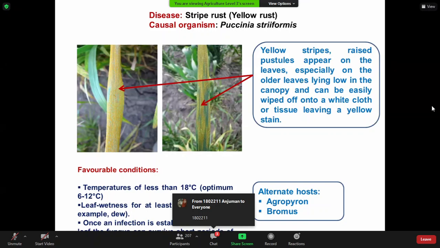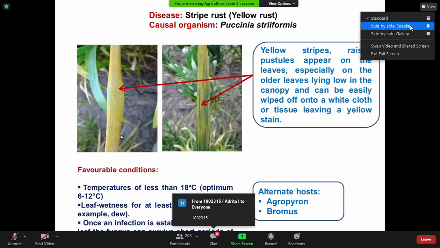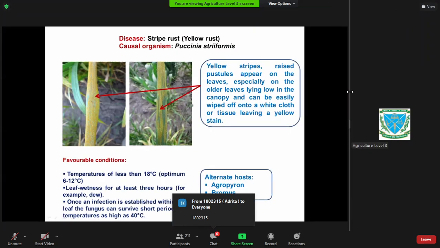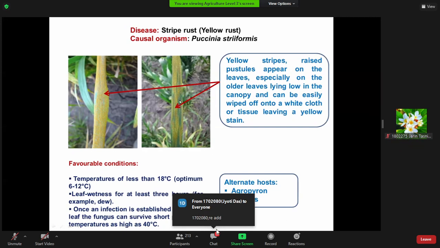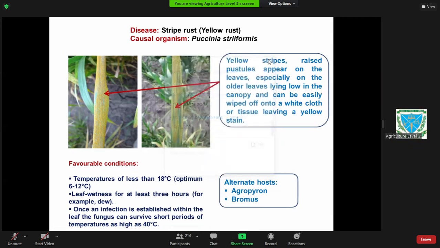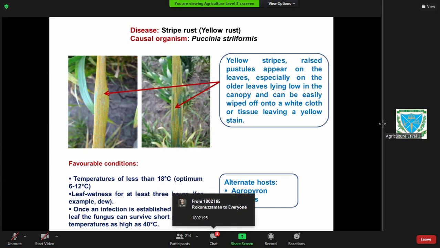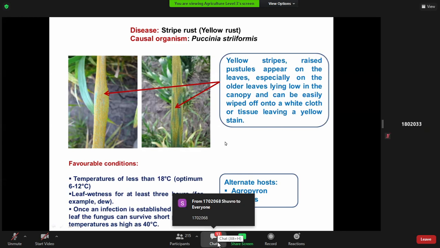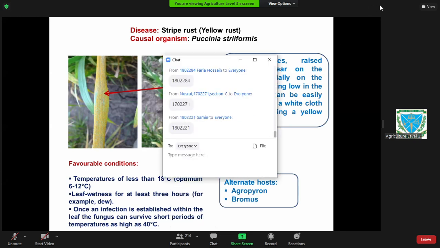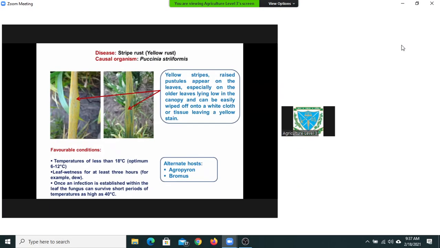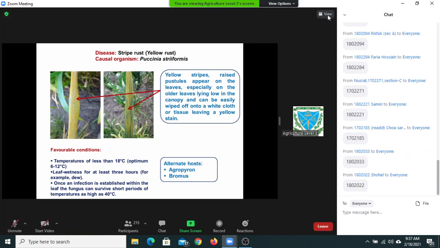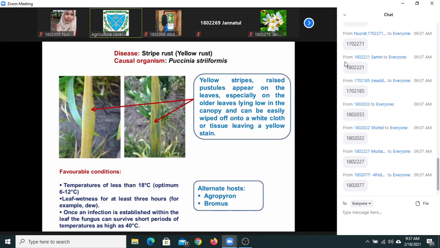So yellow stripes, pustules appear on the leaves. You can see this type of yellow, raised pustules on the leaves, usually on the older leaves, the leaves lying in the lower canopy, very close to the ground. So you can easily see this type of yellow rust. And how can you confirm? If you wipe them out, তুমি যদি কাপড় দিয়ে মুছে ফেলো, তাহলে এগুলি ওই কাপড়ের সাথে দাগ আকারে উঠে আসবে, হলুদ দাগ আকারে উঠে আসবে. That indicates that this is rust, yellow rust. If you see the yellow stain, color বা দাগ এরকম.